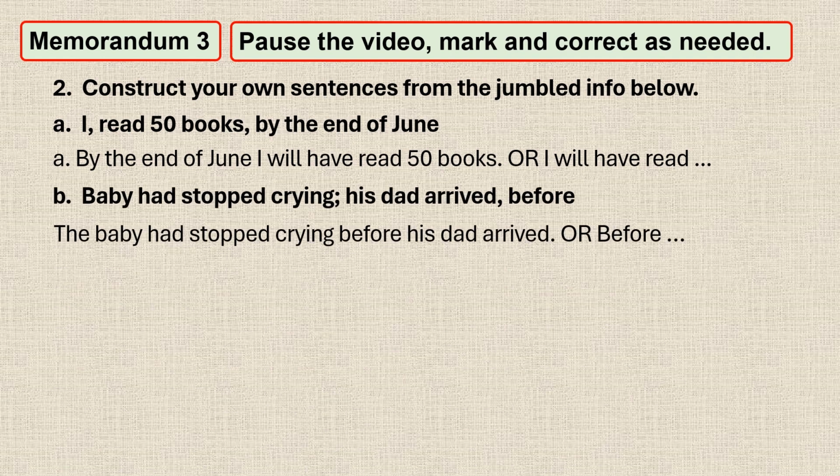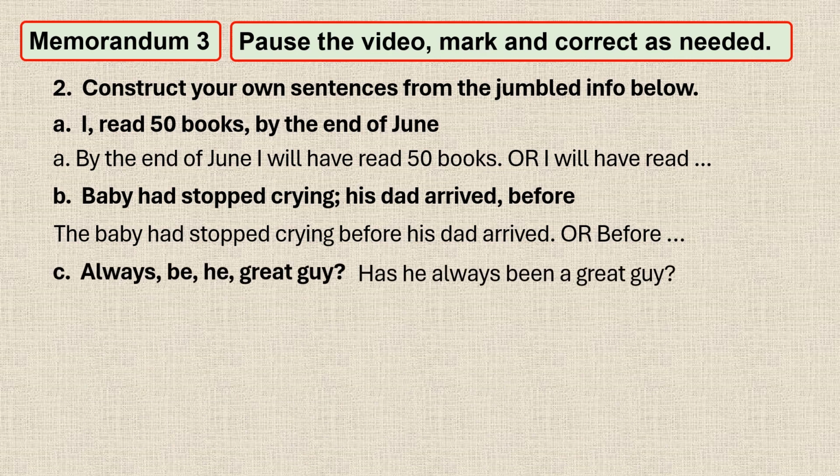B: baby had stopped crying, his dad arrived before. The baby had stopped crying before his dad arrived. Or, before his dad arrived, the baby had stopped crying. C: always be he great guy. Has he always been a great guy? Is, was, been, the past participle of be.